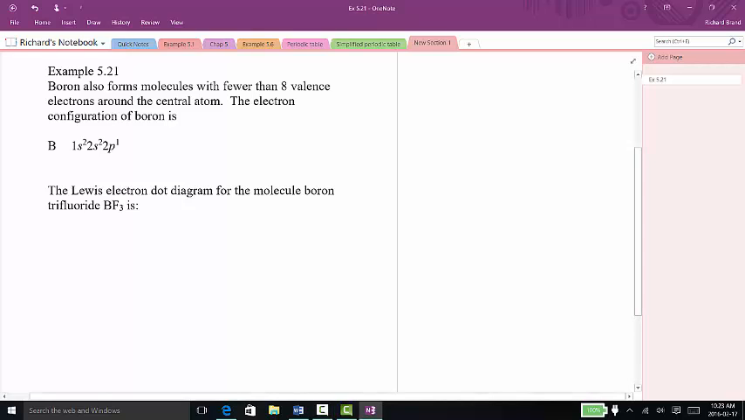Boron is another example of an atom that does not obey the octet rule. In this case, it's because boron only has a total of 3 valence electrons. The electron configuration is 1s2, 2s2, 2p1. That means that in the second energy level, there is a total of 3 valence electrons.